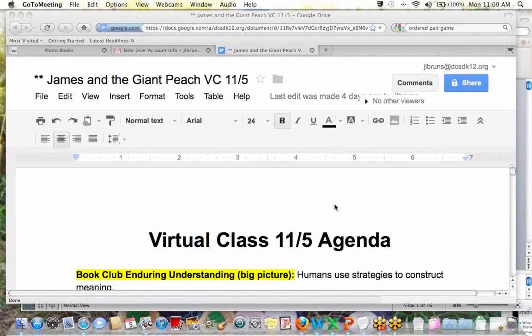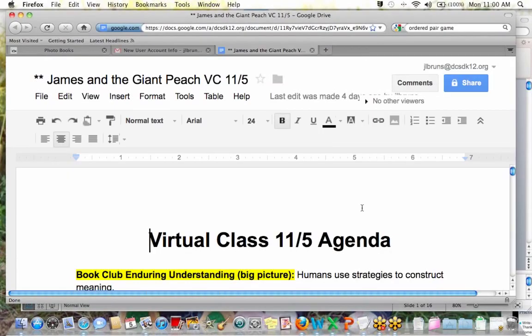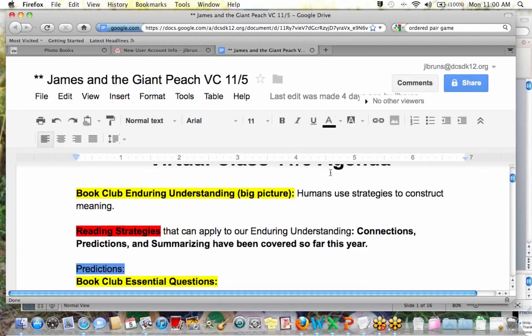Okay, let me just really quickly go over what we're going to do today, which is our agenda. Just a little recap for you. Our enduring understanding was that humans use strategies to construct meaning. And so far, we've been using reading strategies to construct meaning from our text. Some of the reading strategies that we've already talked about, and there are more, so we'll talk about more as time goes on. But so far, connections, predictions, and summarizing have already been covered this year. Those are reading strategies that really should be helping you to make understanding of your book.